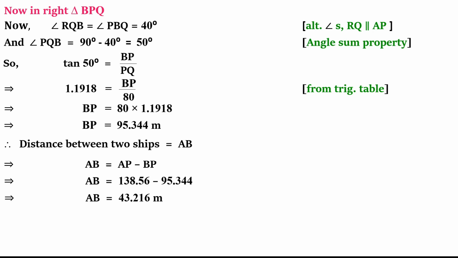So it has to be rounded off correct to nearest meter. That means the decimal part has to be removed, and we will check the first decimal number. The first number in the decimal place is 2. So nothing will be added to the last digit, which is in the ones place. So it will remain 43 only. So 43 meter is my answer, which is correct to nearest meter.